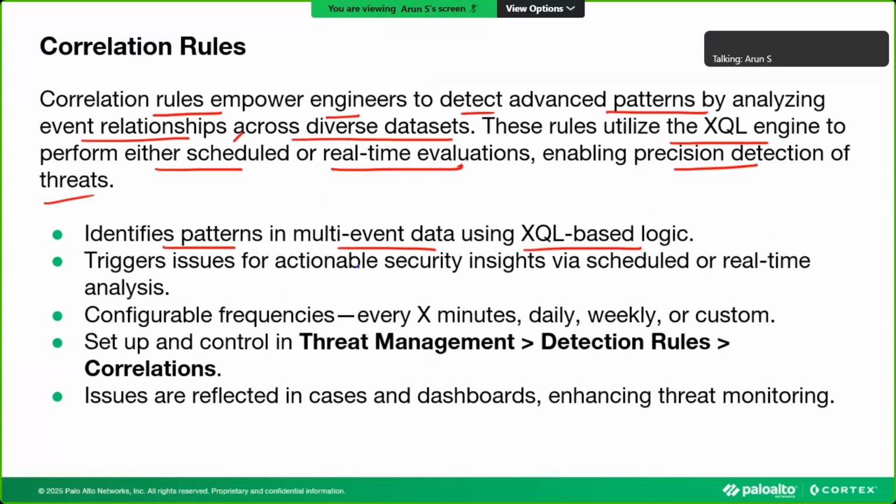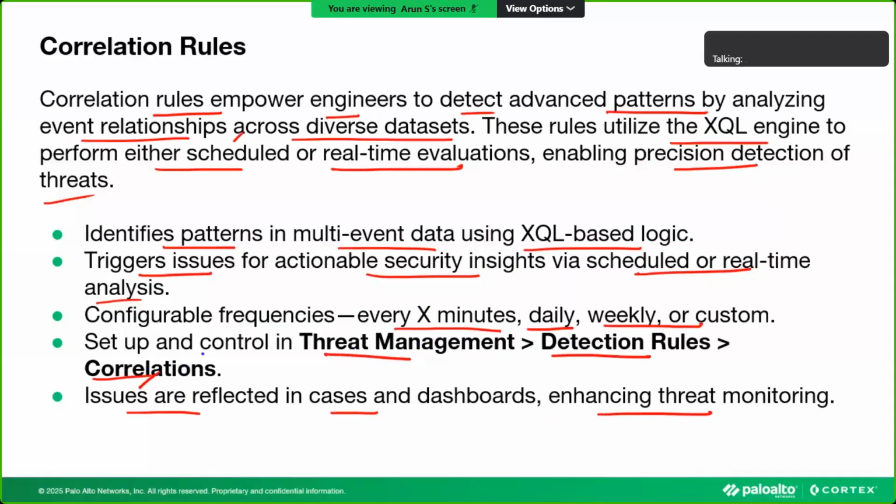If any events are identified, the daily scheduling, weekly, or other options apply. Now, where do I configure this correlation rule? Again, same place: threat management, detection rules, correlations. Then issues are reflected in cases and dashboard, enhancing the threat monitoring. So anything I identify using correlation rules is available in my issues.